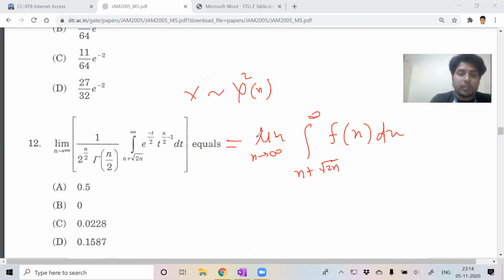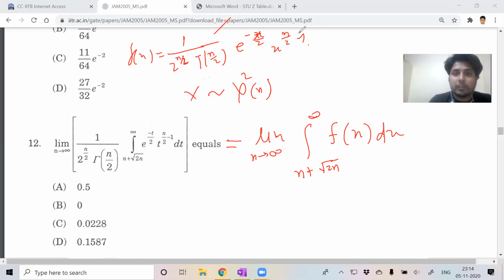So you have to first recall that the PDF of the chi-square distribution, this is f(x), is 1 upon 2 raised to the power n upon 2 gamma n upon 2, e raised to the power minus x upon 2, x raised to the power n upon 2 minus 1. So this is the PDF of the chi-square distribution with n degrees of freedom.